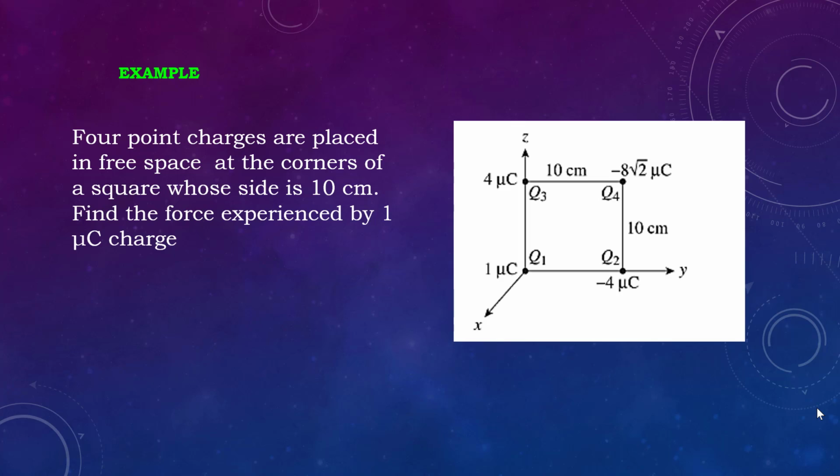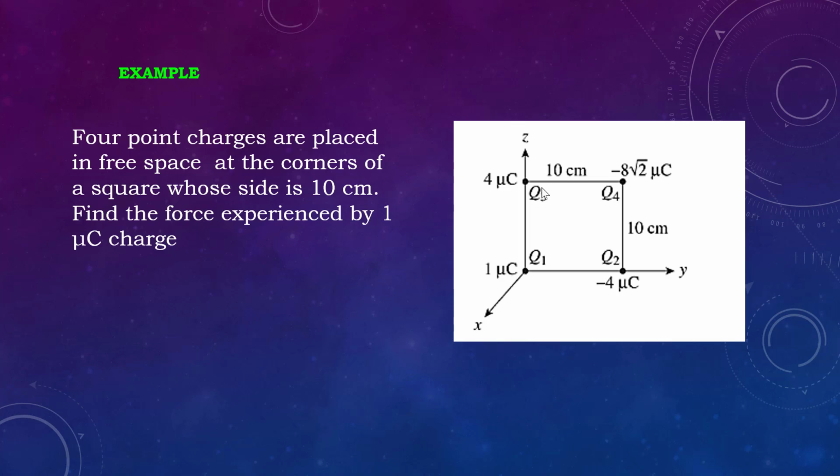Let us solve one example based on multiple point charges. So see here in this example there are 4 point charges placed in free space at the corners of a square whose side is 10 centimeters. Find the force experienced by the 1 microcoulomb charge. Now see in the figure, there are 4 point charges. 1 microcoulomb is Q1, Q2 is minus 4 microcoulomb, Q3 is 4 microcoulomb, and Q4 is minus 8 root 2 microcoulomb. These are placed at the corners of a square.